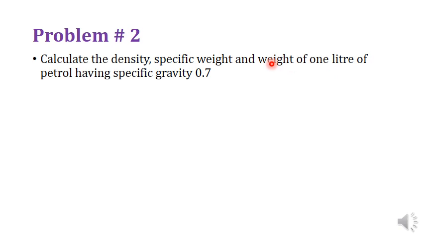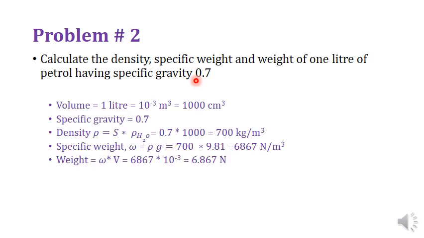Weight is not given, but on the other side, what is given as input data? Your specific gravity. So for this liquid, the specific gravity is given. Now how to do it in reverse? The volume is the same, 1 liter, 10 to the power minus 3 meter cube, and 1000 centimeter cube. Specific gravity is 0.7.